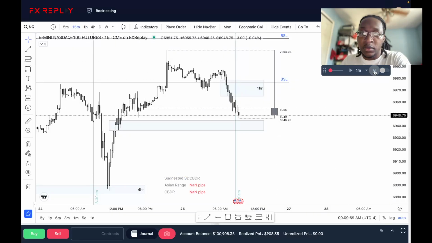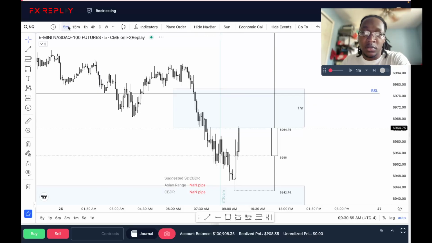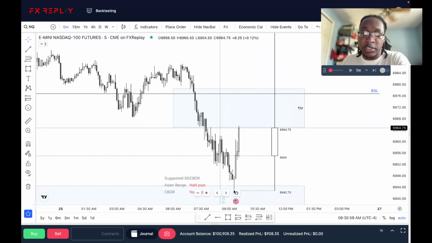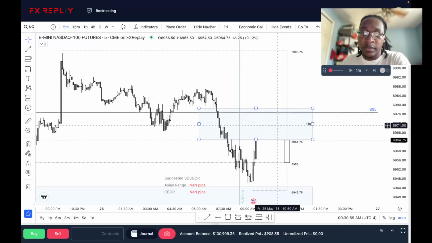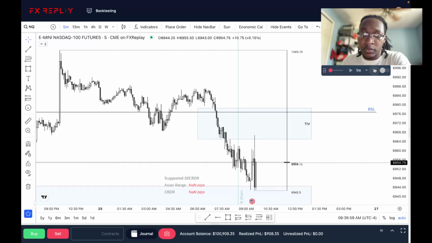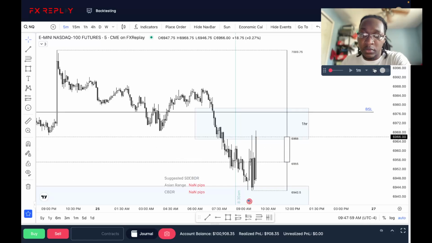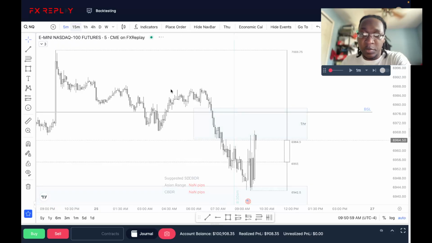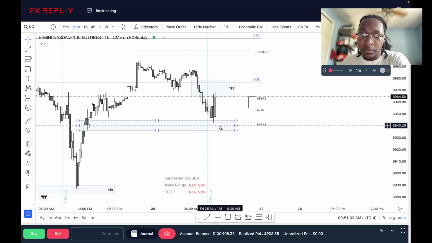This is 9 a.m. 9:15, 9:30. Nice. Okay, so we tapped into that hourly inefficiency. Now we're coming back up into this hourly SIBI. Looks like it may consolidate. Okay, so we get some displacement back above it. It's like we may create an order block here.